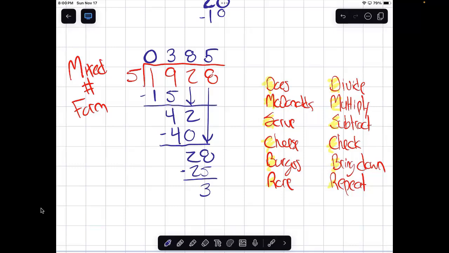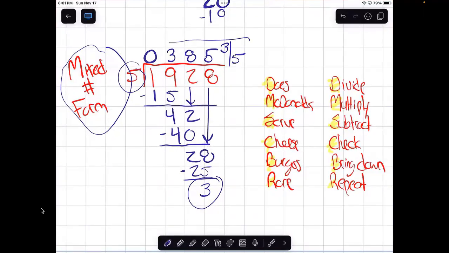Subtract, I have 3 left over. Because I can do mixed number answers, this remainder and this divisor make up the fraction part of my quotient. So my final answer is going to be 385 and 3/5. Remember, the remainder goes in the numerator and the divisor goes in the denominator.